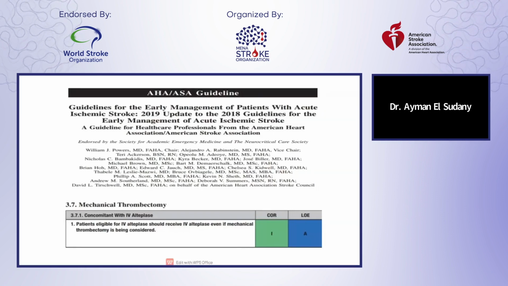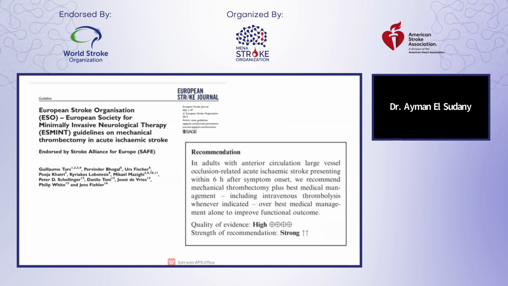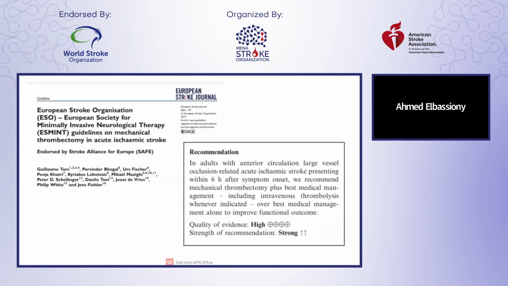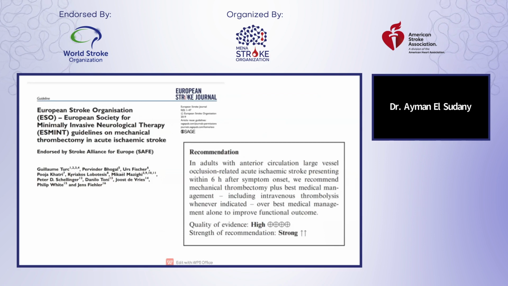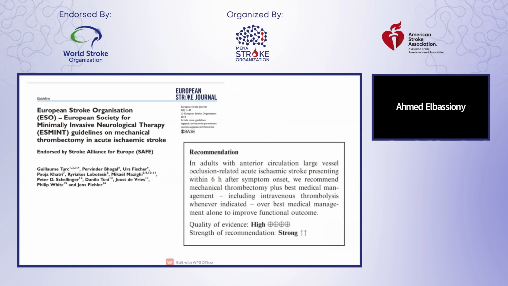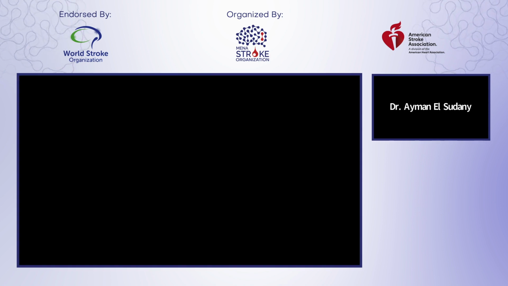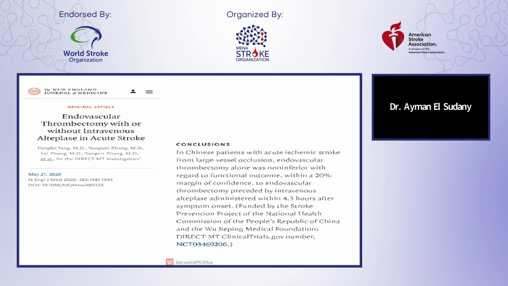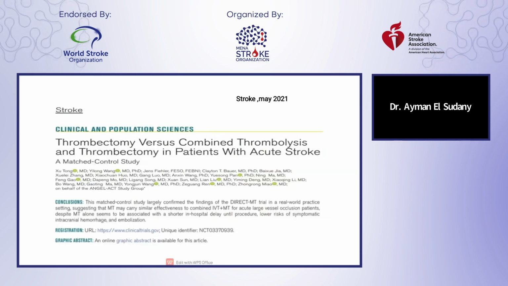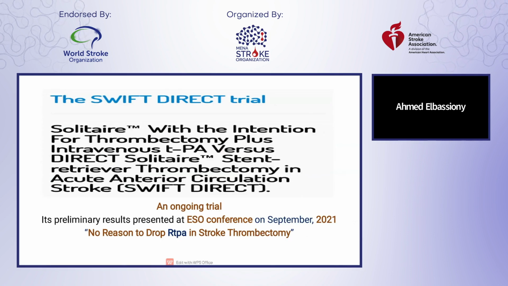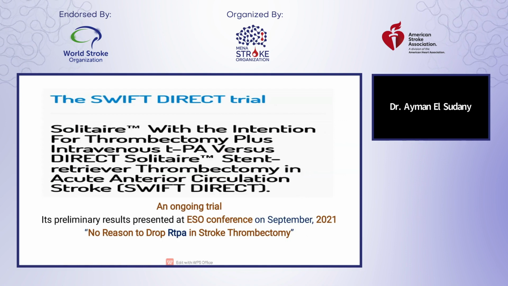The latest guidelines of the American Stroke Association and the European Stroke Organization state that we should give intravenous thrombolysis before mechanical thrombectomy. But this topic is still a matter of debate. Some papers encourage giving tPA and others discourage it. The latest SWIFT DIRECT trial is still ongoing. Its preliminary results, presented at the European Stroke Organization conference in September 2021, conclude that there is no reason to drop IV tPA in stroke thrombectomy.